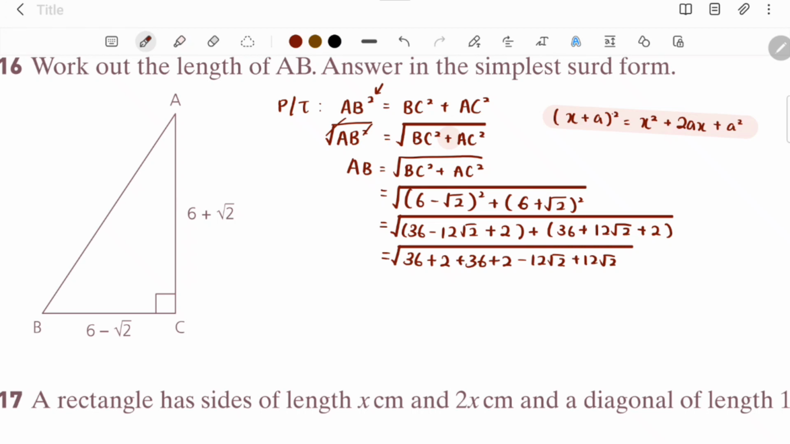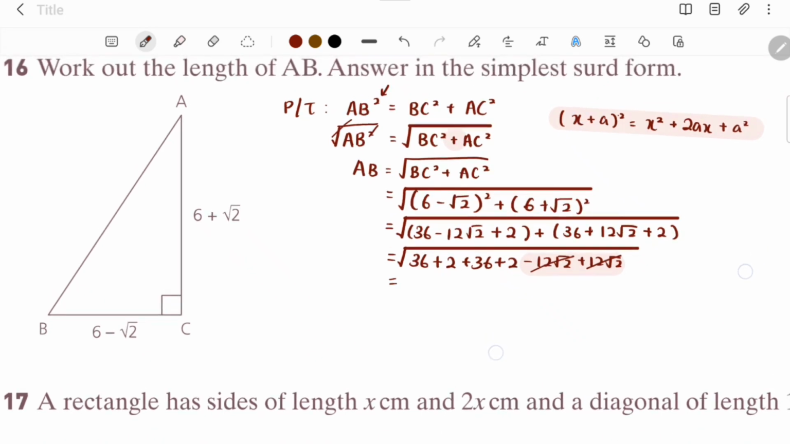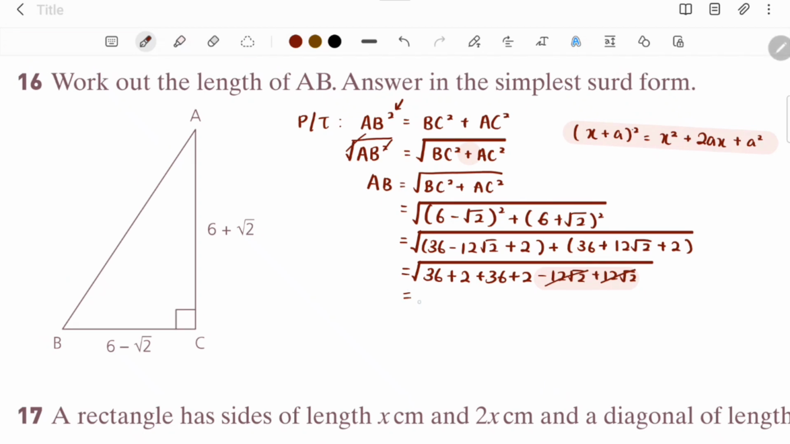Okay, negative positive can be cancelled out, so cut. Okay, 36 plus 2 plus 36 plus 2, so this one you should get square root of 76.